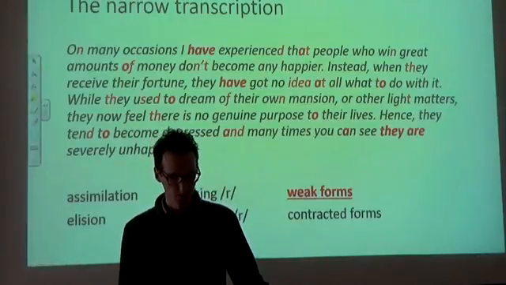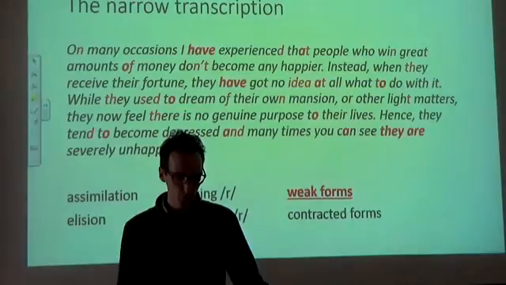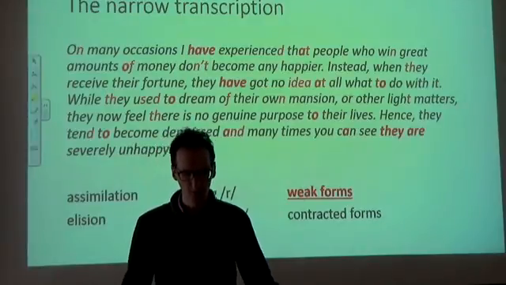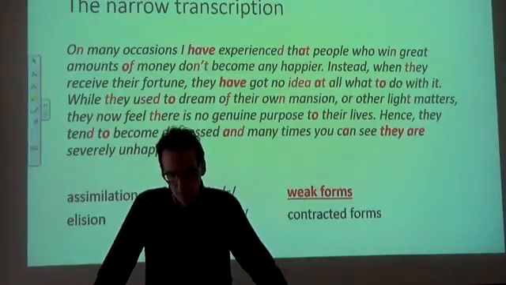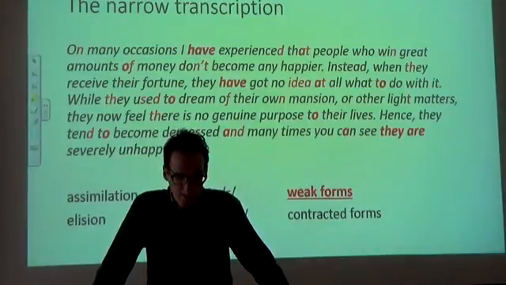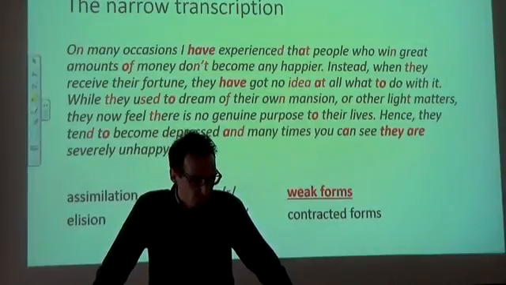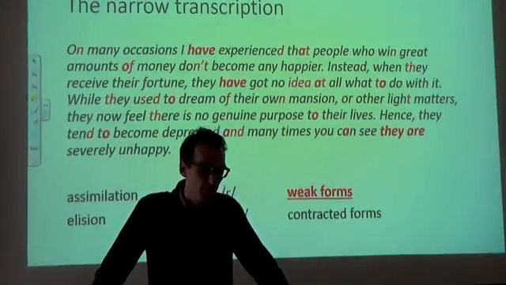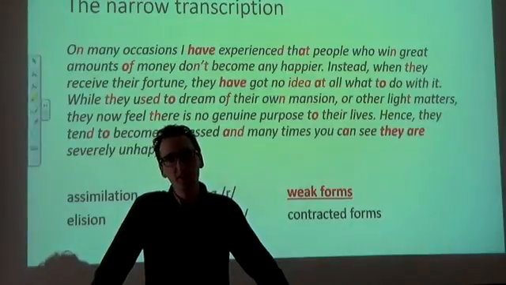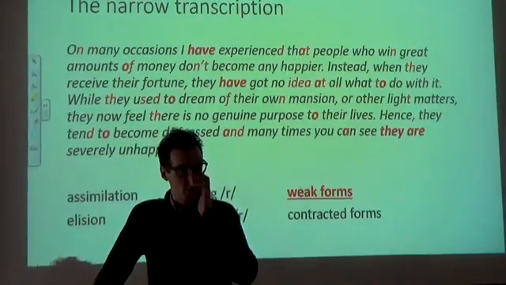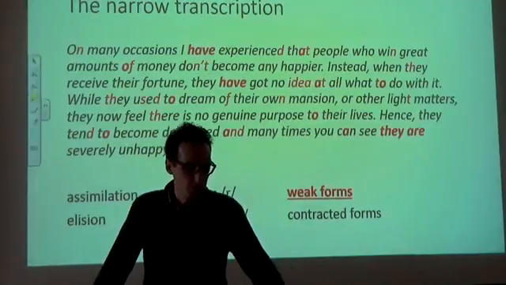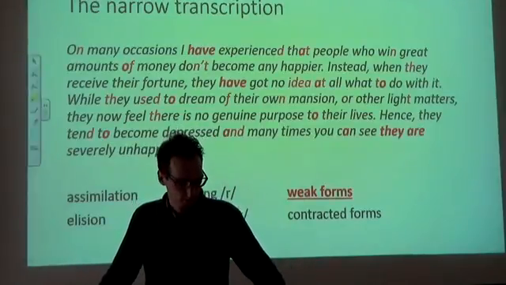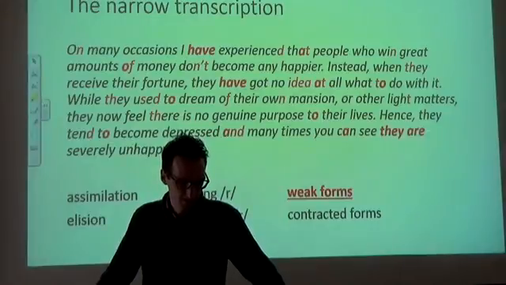Yeah? Genuine purpose to their lives, or purpose to their lives. Yeah? Not necessarily weak, but could be weak here. To becomes T. Hence, they tend to become depressed. Tend to. The D is elided here because it's between two consonants. Tend to. To becomes T. Tend to. Weak form. Become depressed.